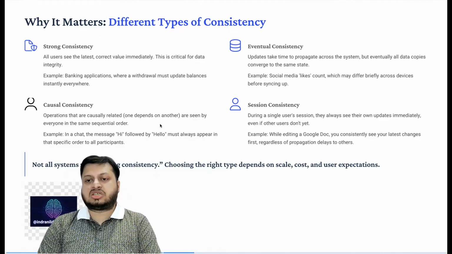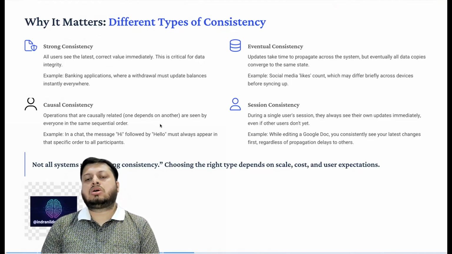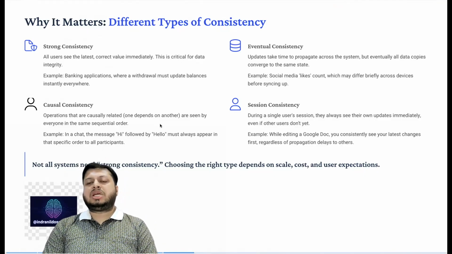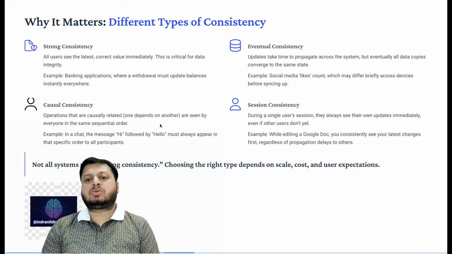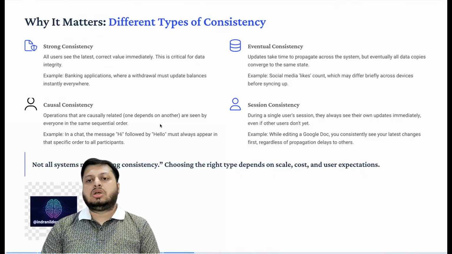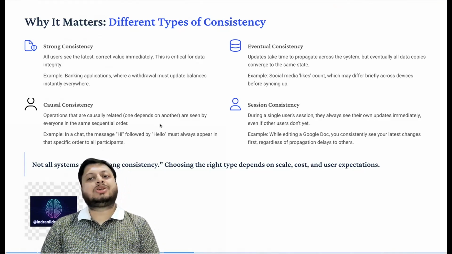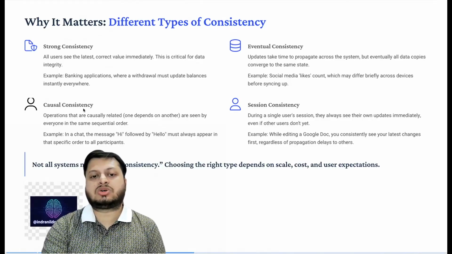Now, causal consistency. What is that? Operations that are causally dependent, or in simple terms, where one depends upon another, are seen by everyone in the same sequential order. What does that mean? For example, in a chat application, let's say someone messages hi followed by hello. So the order should be maintained. It's not hello then hi. Okay. If you change the order, it might mean something else. So we don't want to face those consequences. So the order should be perfect. So that is causal consistency.